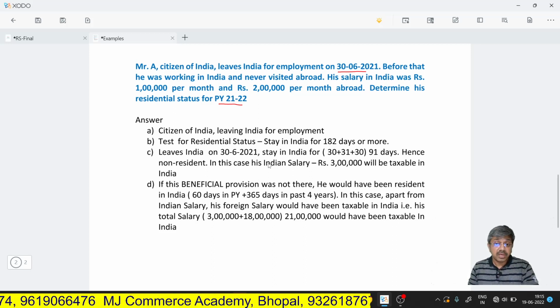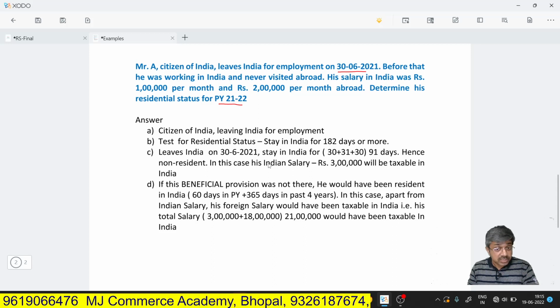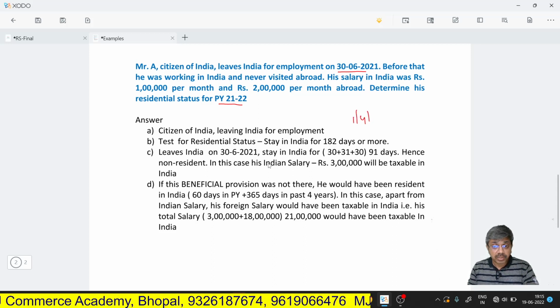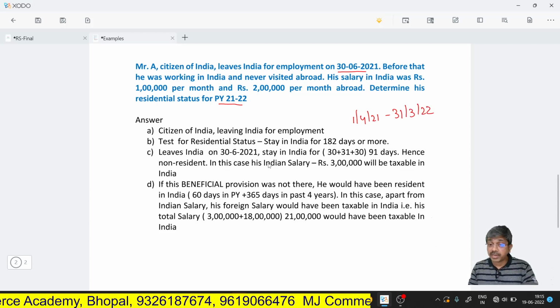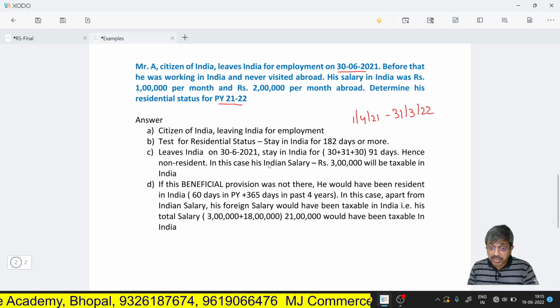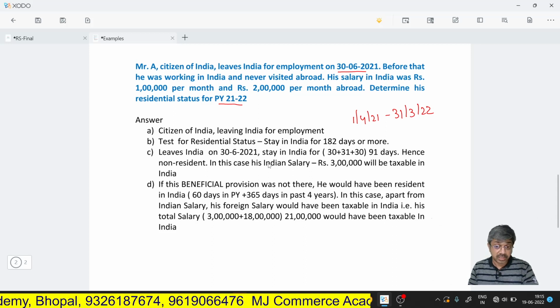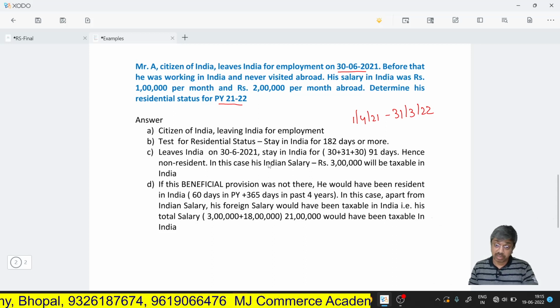Now comes the answer. The test for residential status is stay in India for 182 days or more. He leaves India on 30/6/21, which means for the previous year 21/22, his stay in India is only 91 days, less than 182 days. In this case, he will be non-resident.